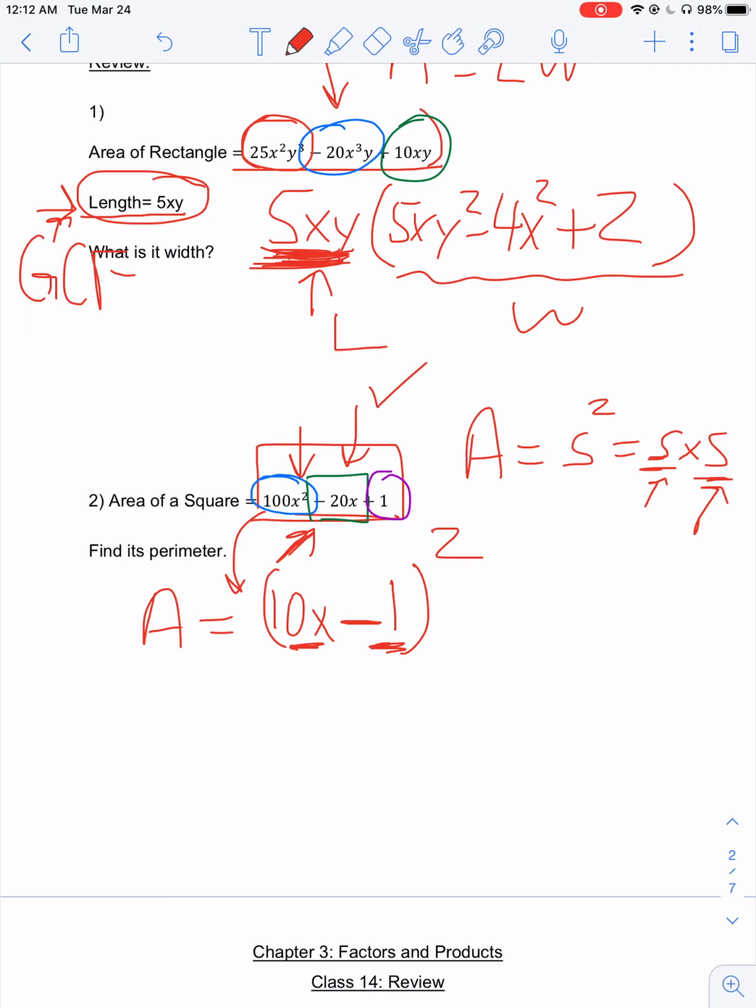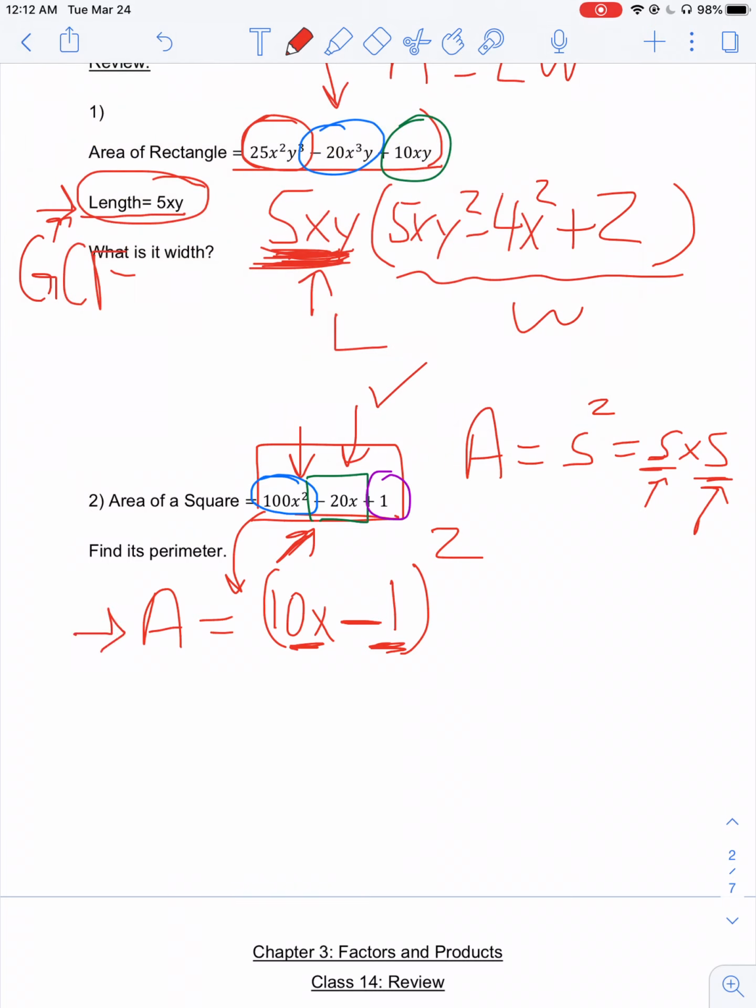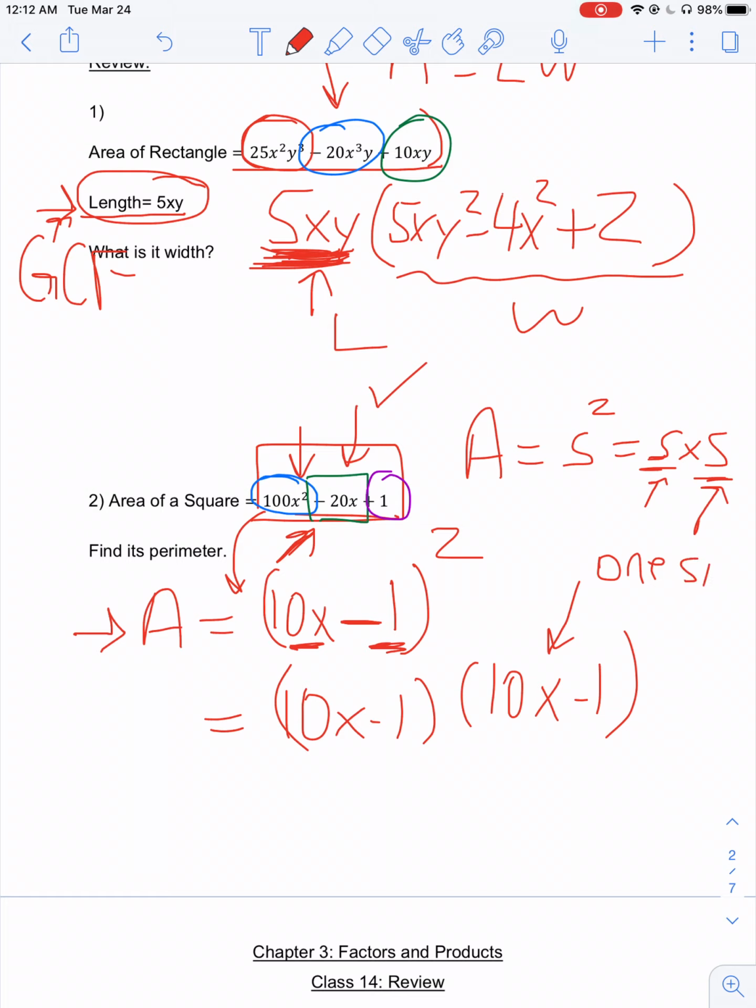So now the area of the square is given by this expression now, okay? So it's 10x minus 1 squared, okay? But squared just means that this is the same as 10x minus 1 times 10x minus 1, okay? So that means one of the sides of your square measures 10x minus 1. This is one side, okay? So I'm actually running out of space. So one side. So how do you find the perimeter?